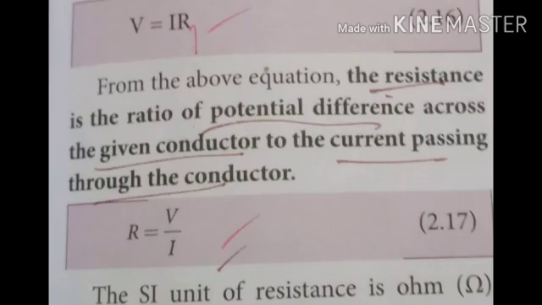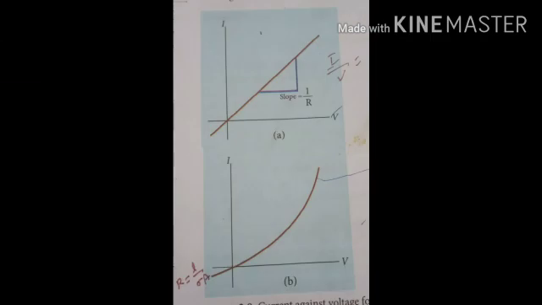Macroscopic form of Ohm's law, V is equal to IR. From this, R is the ratio of the potential difference across the given conductor to the current passing through the conductor. So R is equal to V by I. The unit of resistance is ohm. When we draw the graph between V and I, if we get a straight line, it will obey Ohm's law. These are ohmic devices. For non-ohmic devices, we get a curve.